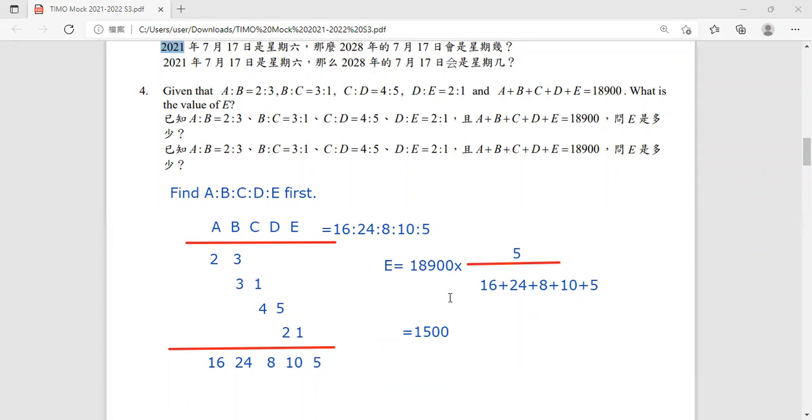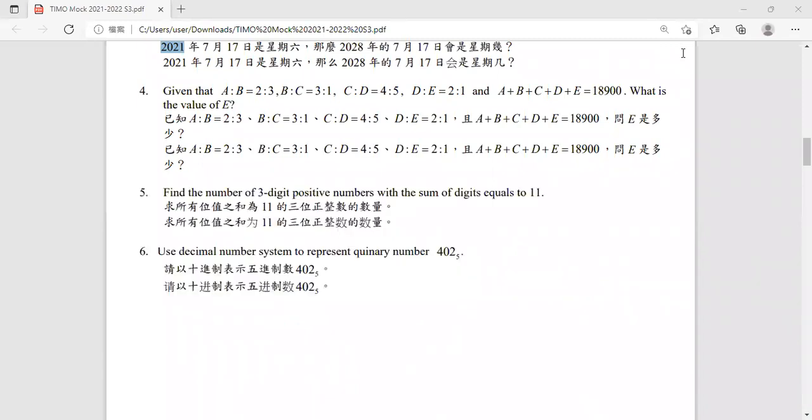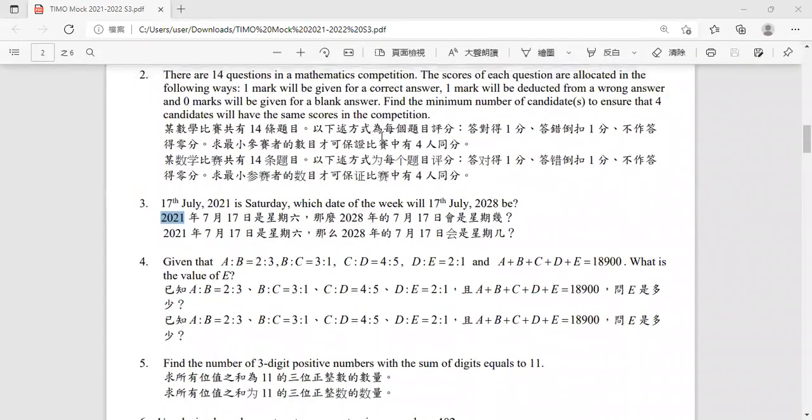Okay. Any questions? Any questions? I think this is some phase 7 math. Which one? Question 2? You mean question 2? Is it?